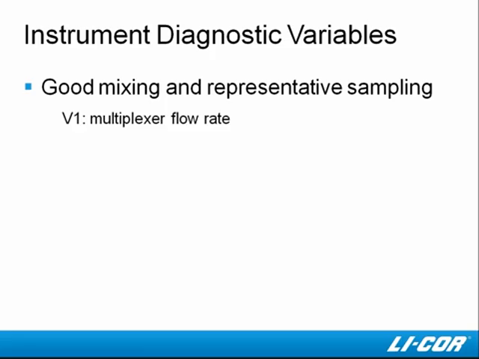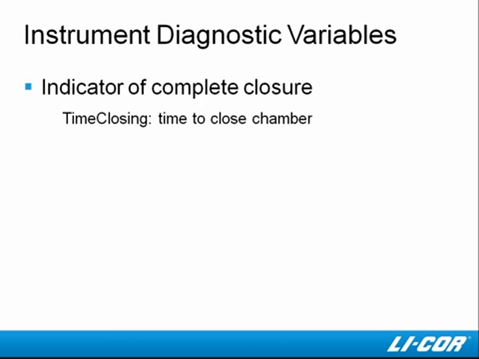Multiplexer flow is critical to the assumptions of good mixing and representative sampling in the flux computations. And finally, complete chamber closure is critical to measurements. The time to close the chamber can be a good indicator of complete closure.